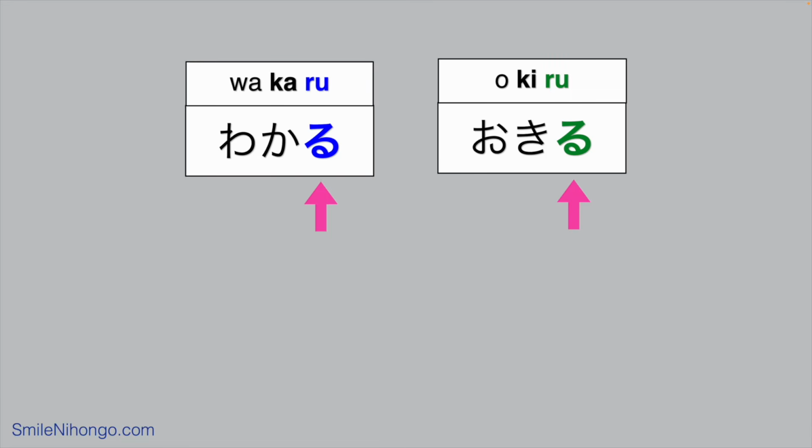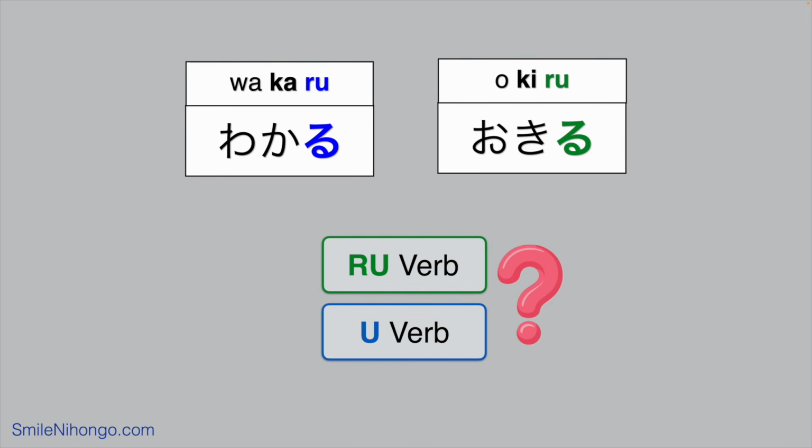In today's lesson, let's see if you can come up with the right mas form for the Japanese verbs that have ru at the end. To do that, you must know if the verb is either a ru verb or a u verb. Let's quickly review how to figure that out.